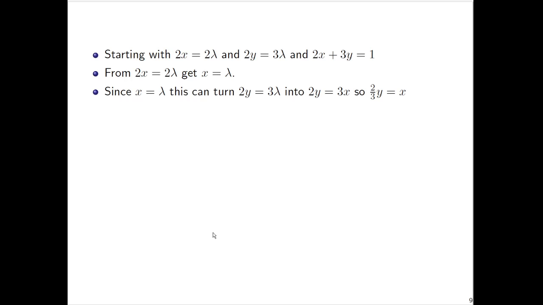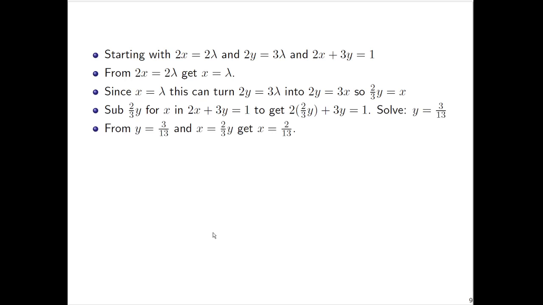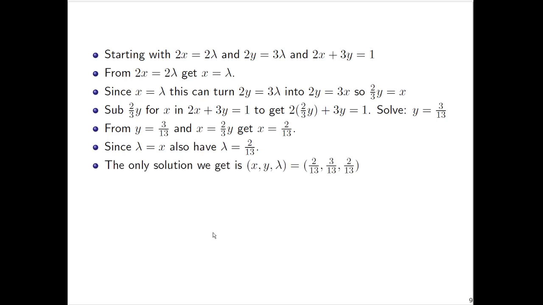And then maybe solve for x here. So 2/3 y is equal to x. We'll substitute that in the last equation. So we'll have 2 times the x, which is now replaced with 2/3 y, plus 3y equals 1. All right, so we'll work that out and get y is equal to 3/13. And from the value y equals 3/13 and the fact that x should equal 2/3 y, we can get x is equal to 2/13. Since lambda is equal to x, we also can say that lambda is the same value as x, 2/13. Okay, the only solution we get is x is 2/13, y is 3/13, lambda is 2/13.